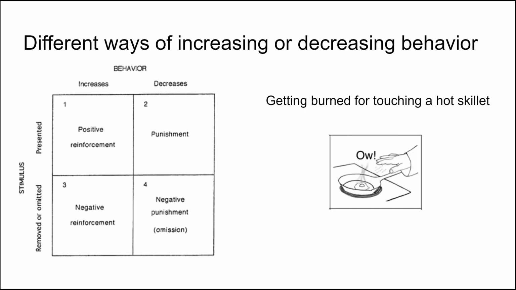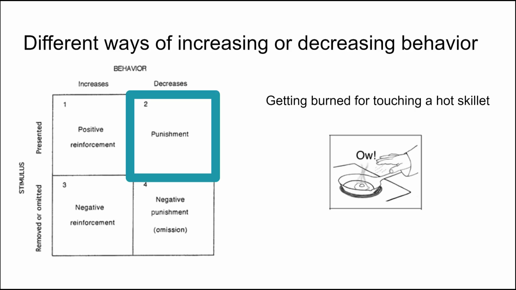How about getting burned for touching a hot skillet? What are the behavior, the consequence, the effect, and the quadrant? Well, the behavior is touching a hot skillet. The consequence is getting burned. So you're adding pain, maybe burnt skin. So this is adding something, so it's positive. The effect is that the behavior decreases. Right? You're going to be less likely to touch a hot skillet in the future. So this is positive punishment.